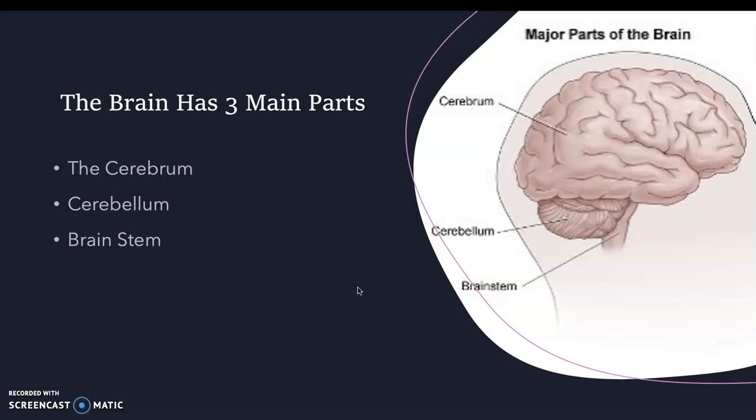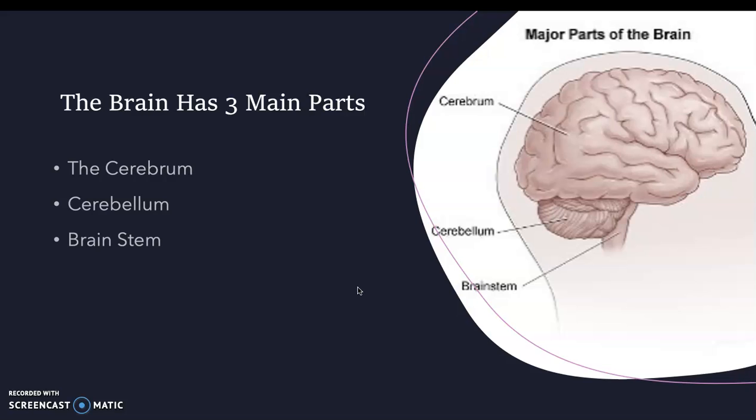Then we have the cerebellum. The cerebellum is basically the back of the brain, as you can see in the picture. It is located at the back of the head. Its function is to coordinate voluntary muscle movements and to maintain posture and balance.